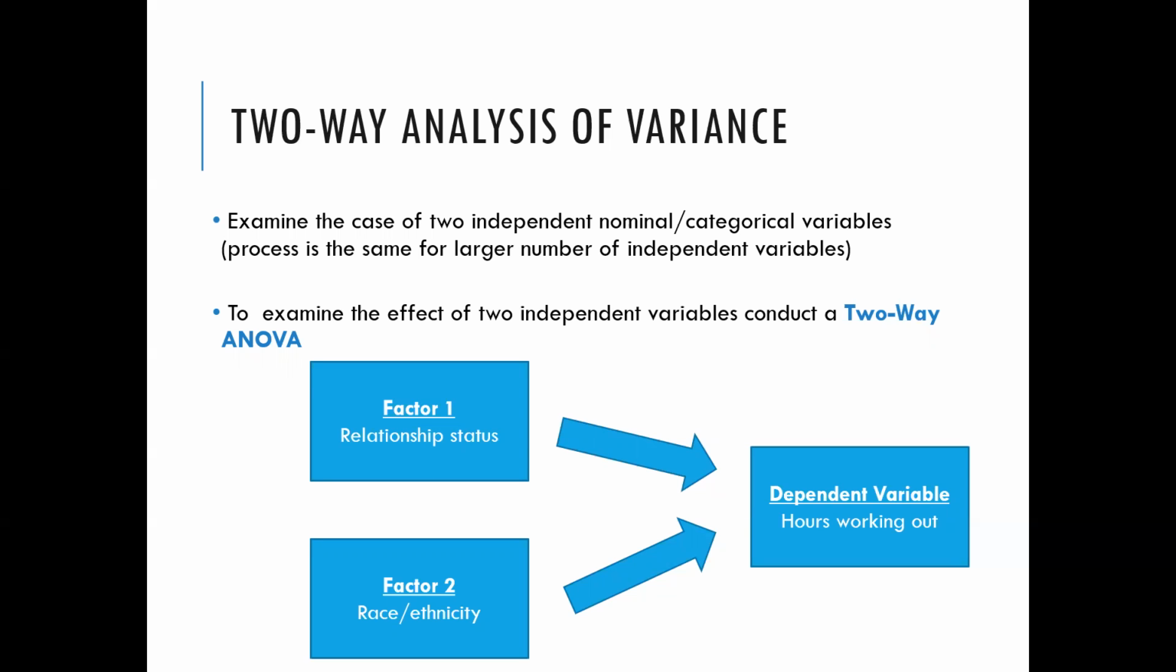So again, a two-way analysis of variance examines the case of 2 independent categorical variables. And the process would be the same for a larger number of independent variables, so we can have a 3-way analysis of variance or more. And we can use it to examine the effect of the 2 independent variables on our dependent variable. From our example, factor 1 is our relationship status, looking at the effect or connection with our dependent variable, hours of working out. And then our second factor is race and ethnicity.